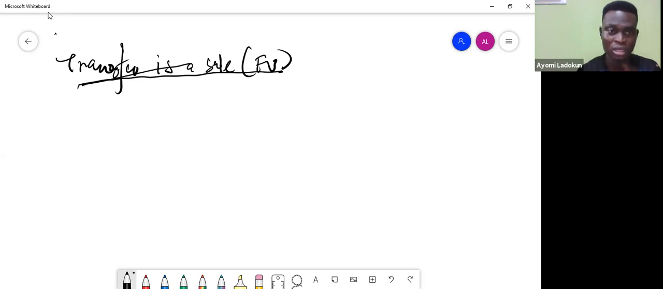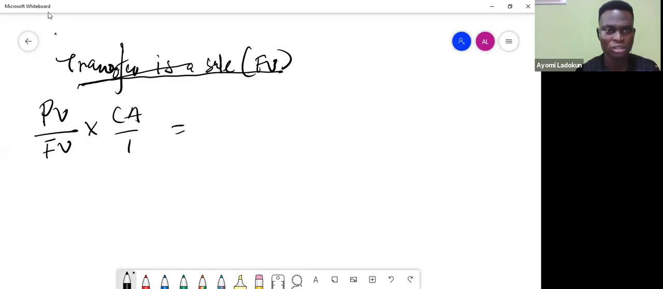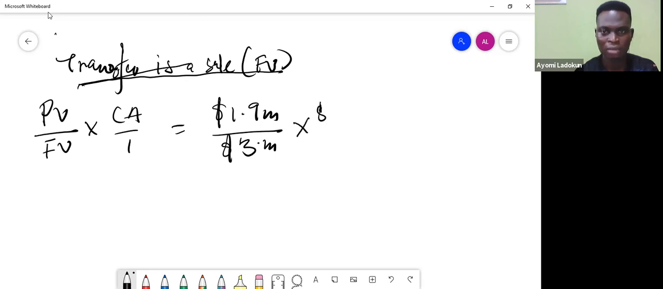And I told you that I just apply this formula. You look at present value over fair value, then multiply by the carrying amount of that asset. In this question, our present value of that asset is 1.9 million. What's my fair value? I sold it at 3 million. So multiply by the carrying amount, that should be 1.2 million.